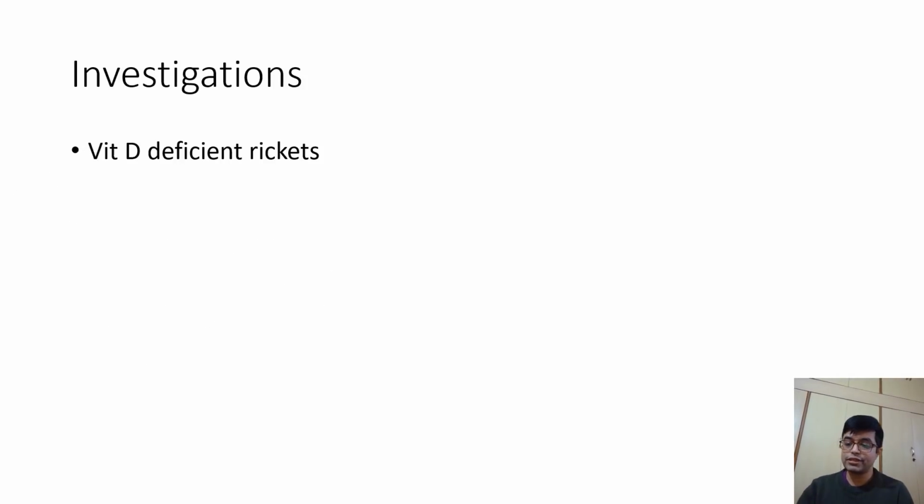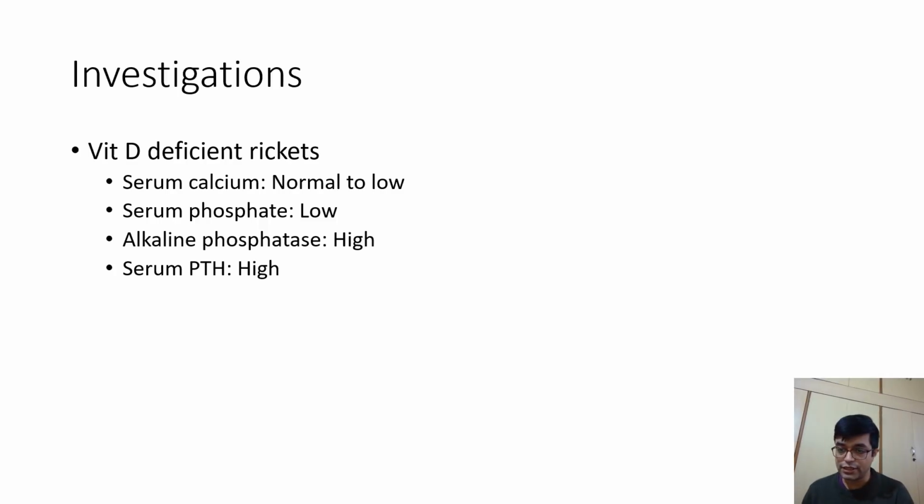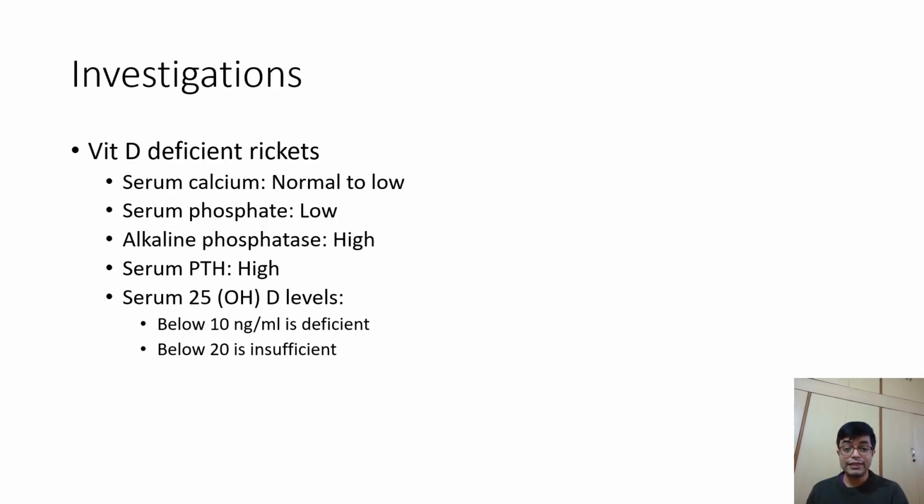Moving to investigations in vitamin D deficiency rickets. Serum calcium will be normal to low. Serum phosphate is low. Alkaline phosphatase is high. Remember, alkaline phosphatase is always high in all types of rickets. Serum PTH, parathyroid hormone, is high, and serum 25 hydroxy vitamin D levels: below 10 is deficient, below 20 is considered insufficient. Usually 20 to 60 is considered to be normal, 60 to 90 is considered to be high, above 90 is considered to be toxic levels of vitamin D in the blood.